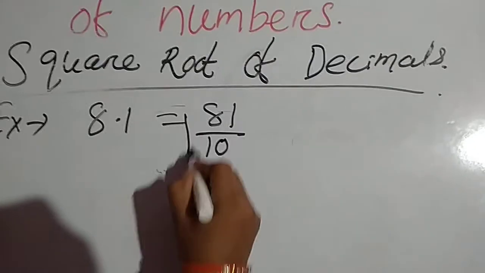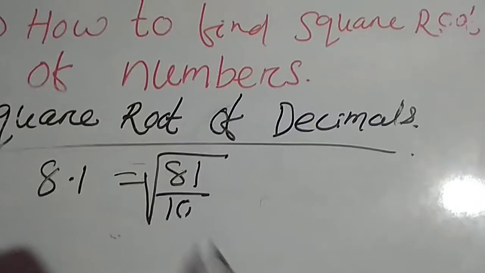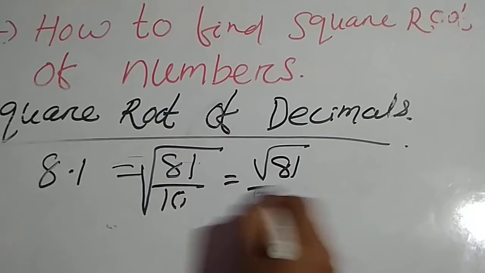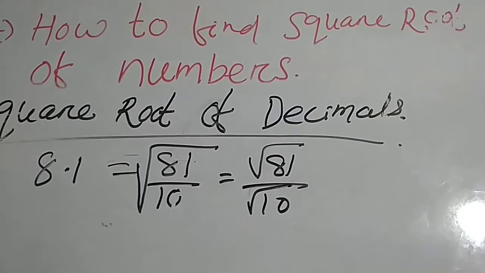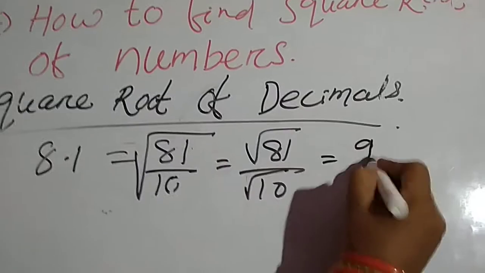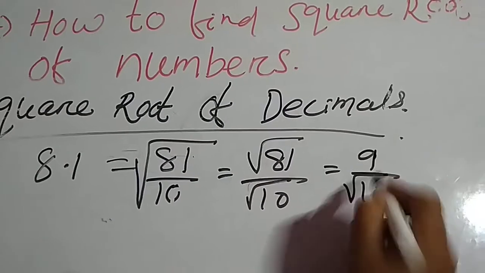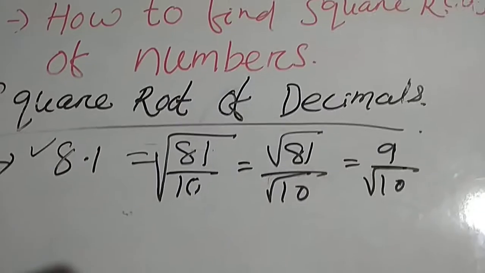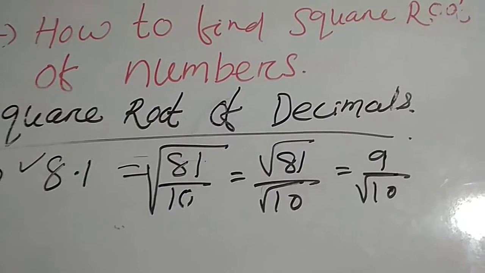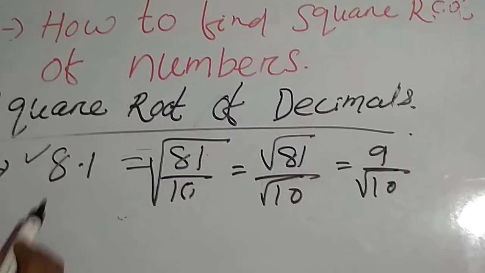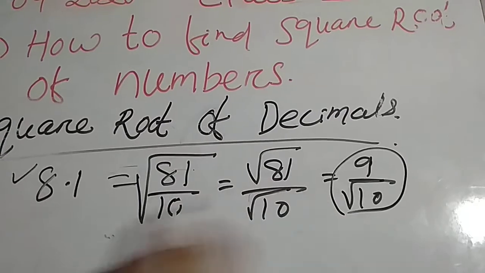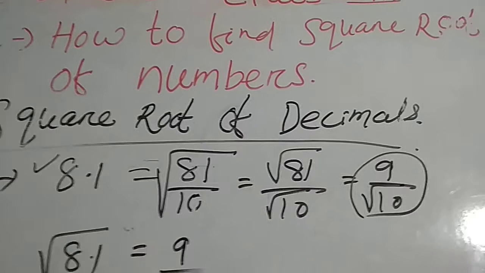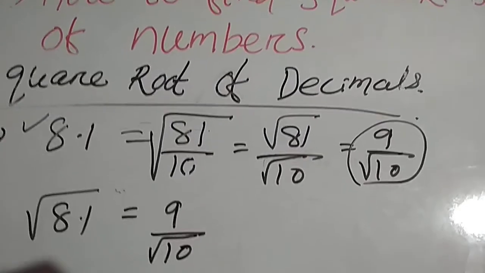We find the square root of both 81 and 10. So square root of 81 and square root of 10. Okay. So 9 by root 10. So 8.1 is not a perfect square. Okay. We cannot find the exact square root. So the square root of 8.1 is equal to 9 by root 10.